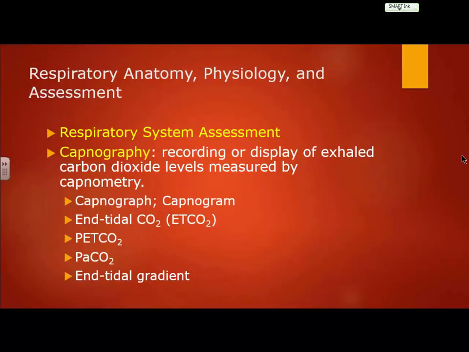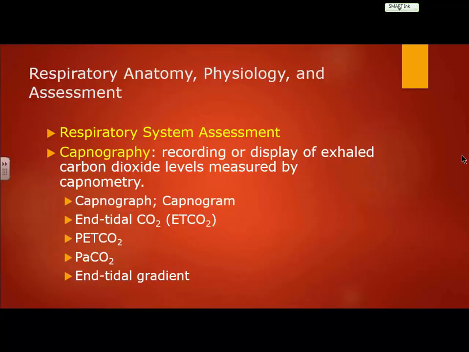So with capnography, you've got a couple of terms here that are kind of hand in hand, but capnograph, electrocardiograph. What's the common term there? Graph. So what do you think capnograph? Yes, and then capnogram. All right, capnometry. All right, then you've got your end-tidal CO2 is what we're actually looking at there.